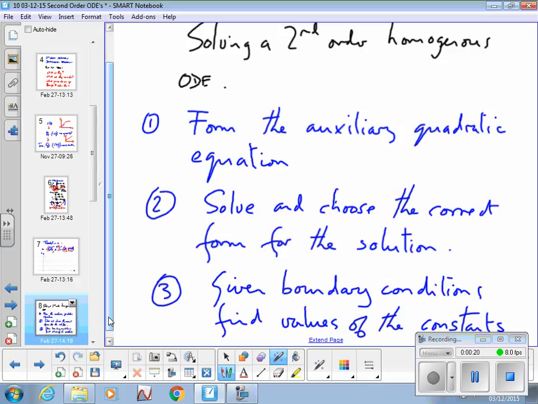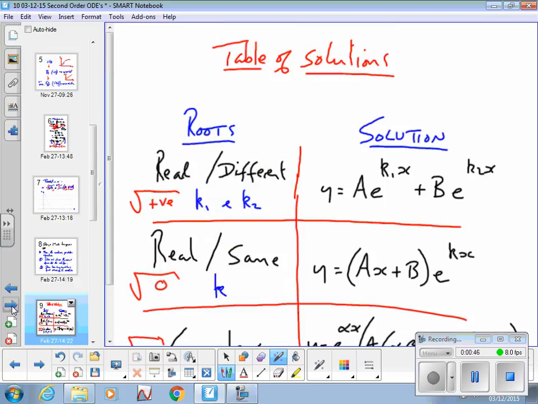Then we solve that quadratic equation, that auxiliary equation, and choose the correct form for the solution, and on your data sheet you will have those forms that we're going to choose, so we'll look at those in a second. And then finally, given boundary conditions, initial conditions, we can find values for the constants in this solution. So that's what we're going to do, follow this technique. So let's look at an example.